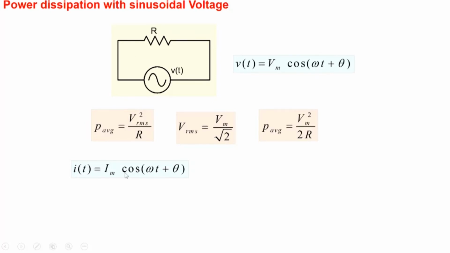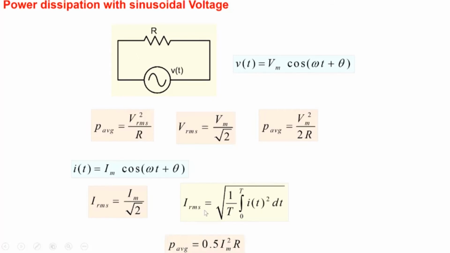You can write it in terms of current. So in terms of current, RMS current would be Im by square root 2, and IRMS will be defined in a similar manner here. You take the average of the square of the current and you take the square root of it. So that gives you the RMS current here. And P average is nothing but Im square R divided by 2, or multiplied by 0.5 here.